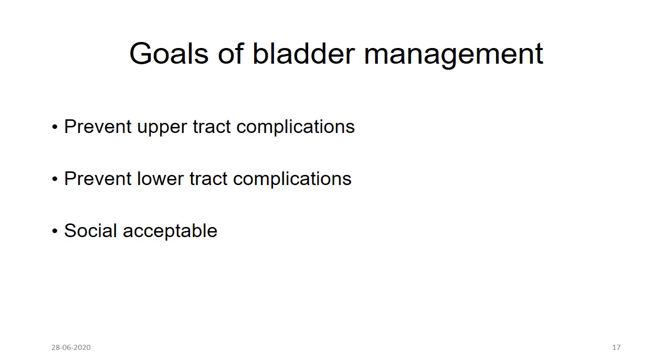Now, what are the goals of bladder management? The first goal is to prevent the development of upper tract complications like hydroureter, hydronephrosis, pyelonephritis, renal failure, etc. Next is to prevent the development of lower urinary tract complications like increased bladder wall thickness, recurrent UTI, saculations, trabeculations, vesicoureteric reflux, etc. The ultimate goal of bladder management is to achieve a socially acceptable bladder in spinal cord injury patients.